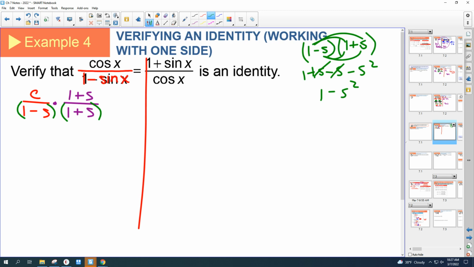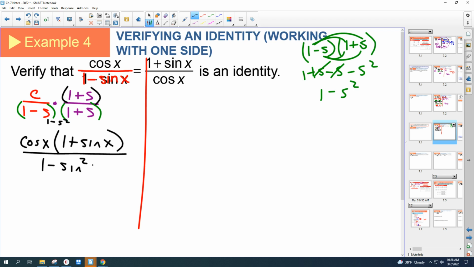1 minus sine squared. Let's switch back to trig. The c was cosine x, and we're going to have times 1 plus sine x on the top. On the bottom, that's going to be 1 minus s squared. So we're going to have 1 minus sine squared x.